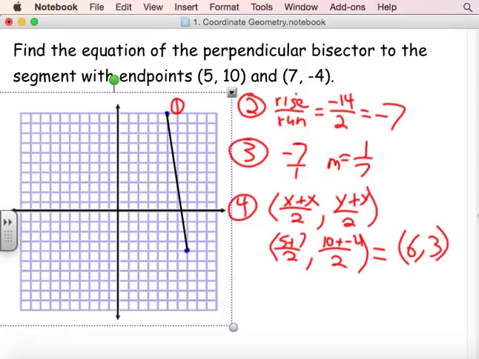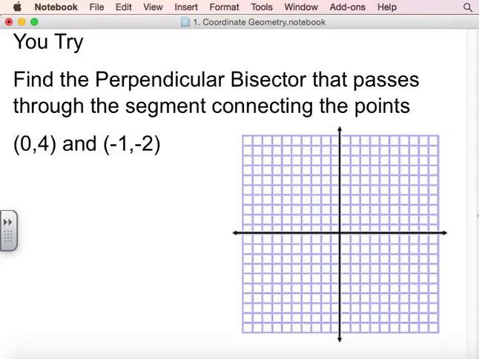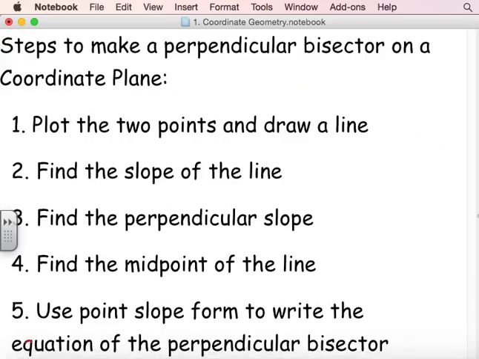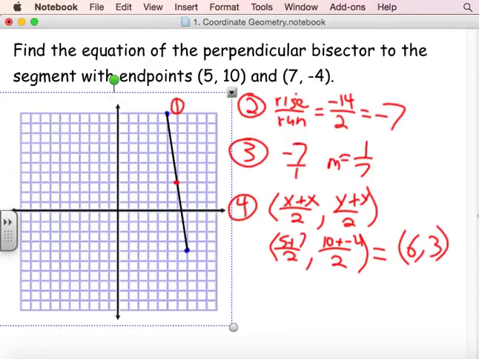Right, and you can graph it and see. So if we go over 6 and up 1, 2, 3, right there would be our midpoint. And as you can tell, it looks like it's right in the middle. Right, let's go look at the last step now. So the last step says to use the point-slope form to write the equation of the perpendicular bisector. Okay, so point-slope form.